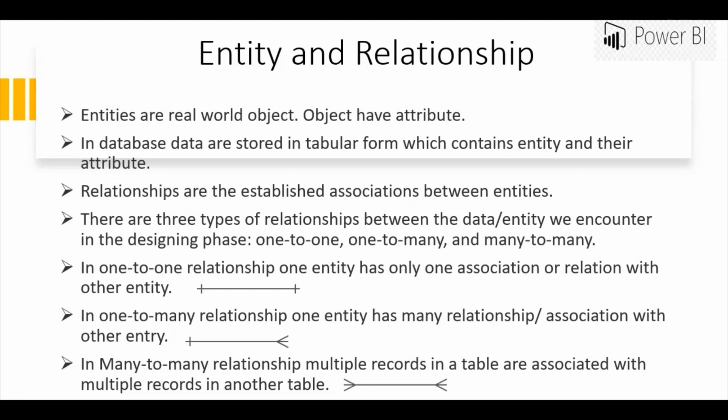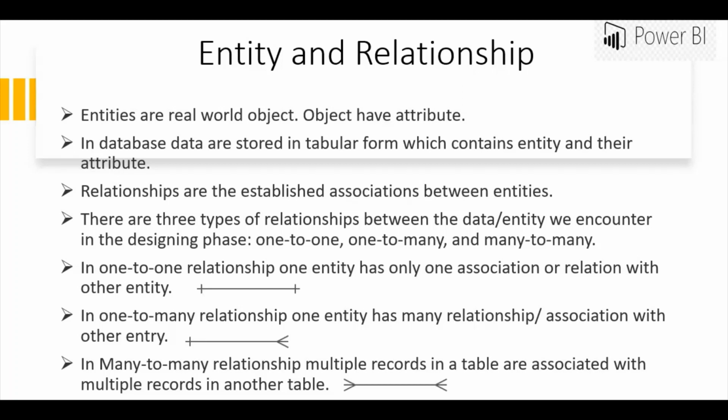In a one-to-one relationship, one entity has only one association or relation with another entity. For example, one person can have only one passport number. One student can have only one student login ID. In a one-to-many relationship, one entity has many relationships or associations with another entity.